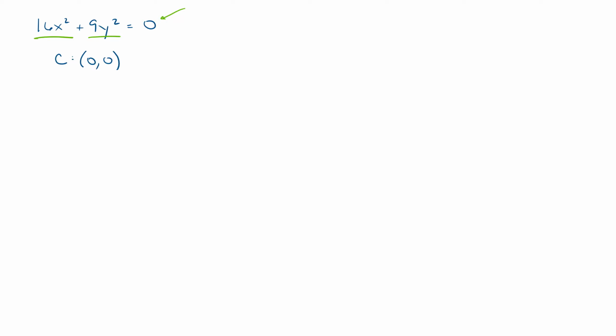And again, if we had a problem like this, because it's an ellipse, it cannot equal a negative number. A squared term plus another squared term can't equal a negative. Again, it's considered degenerate, but in this case, there is no graph.